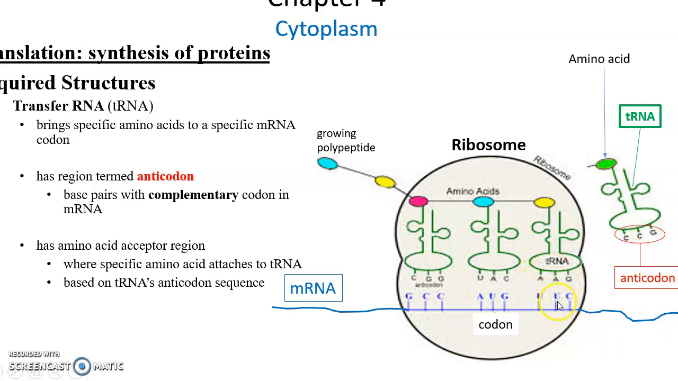So here, this codon is UUC. You look at the tRNA, its anticodon is AAG, proper complementary base pairing. So now it brings in the correct amino acid because of this complementary base pairing of the codon in the messenger RNA to the anticodon in the tRNA.